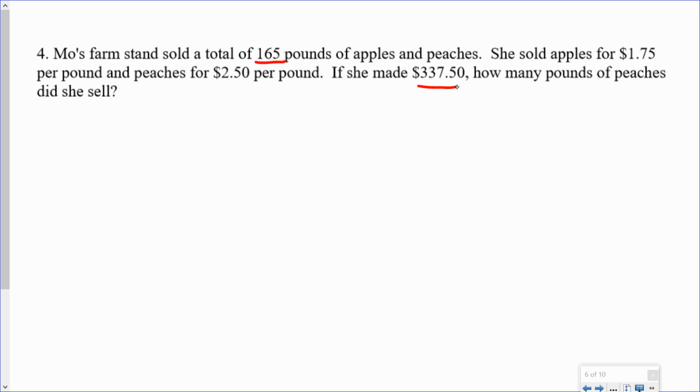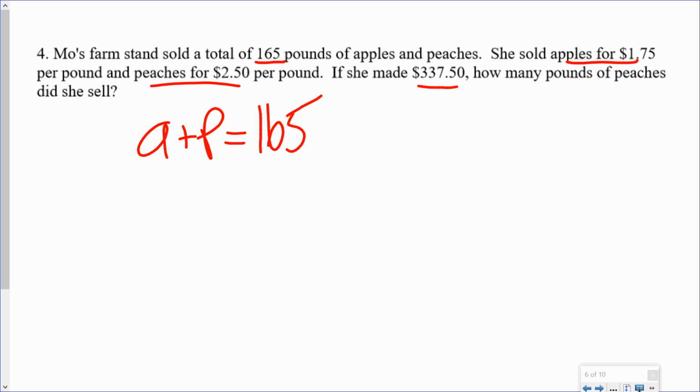My first equation, apples and peaches, apples plus peaches equals 165. No money involved in that equation, just the total number of pounds of apples plus pounds of peaches is 165. Now for my money equation, the apples were 1.75 per pound, the peaches were 2.50 per pound, and it cost a total of 337.50. I'll give you about 10 to 15 seconds to come up with that equation on your own.